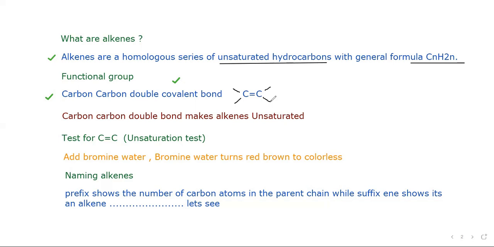The functional group in alkenes is the carbon-carbon double covalent bond. Remember, always use the words carbon-carbon double bond, not just the double bond. Only writing double bond is unacceptable. Whenever it is asked, you need to write it is a double covalent bond between two carbon atoms. It is a better word to write carbon-carbon double covalent bond, and I mentioned it here as well.